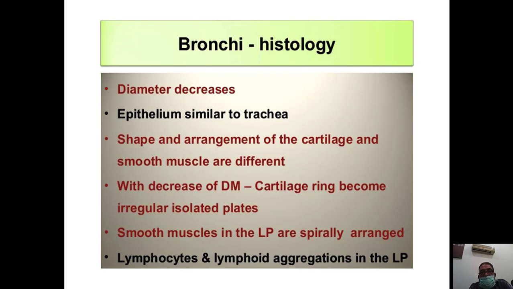Epithelium same. Arrangement of cartilage is different. Smooth muscle prevalent. The diameter is decreased. Cartilage is irregular, isolated plates. Smooth muscle in the lamina propria is spirally arranged. And also important are the lymphocytes and lymphoid aggregation for protection against the incoming air.